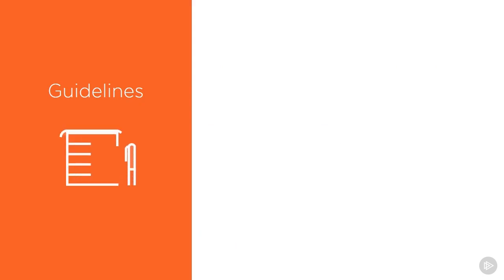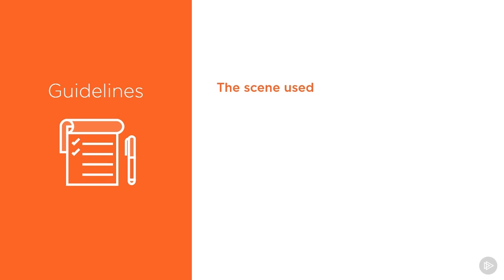Before we get to the actual course, there are a few guidelines we need to go over. First is about the scene that we're going to use. If you have access to the project files, you should have access to the scene we are going to use in the clips. It is a scene that I modeled myself. But you're more than welcome to use your own scenes. Just make sure that this scene is an exterior scene.